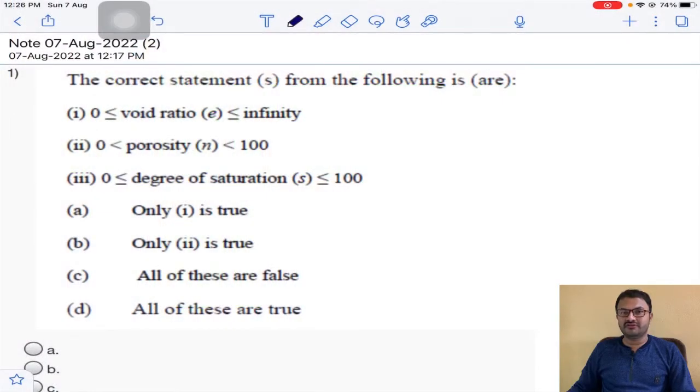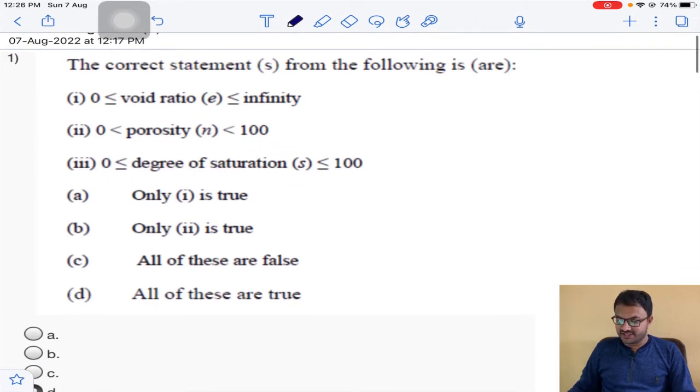Today I am going to solve the assignment number 2 of Soil Mechanics or Geotechnical Engineering-I. Okay, are you ready? Okay, let's start.